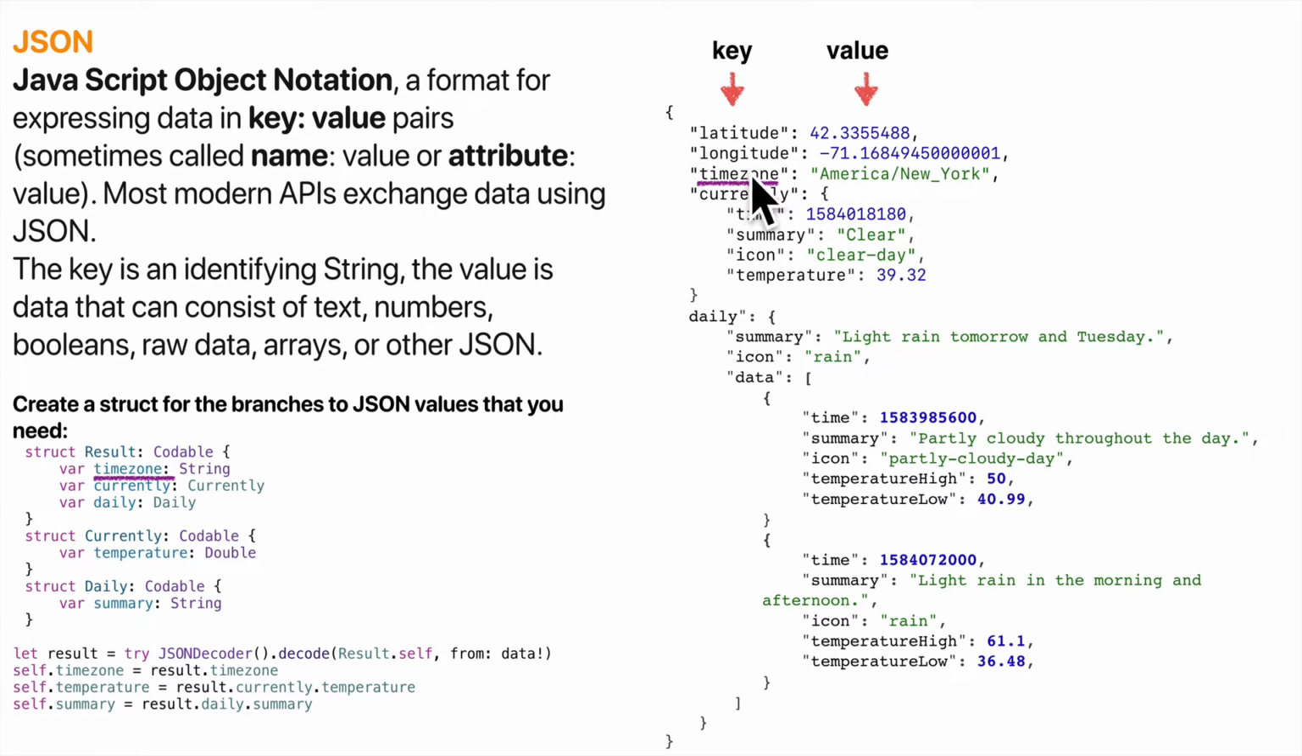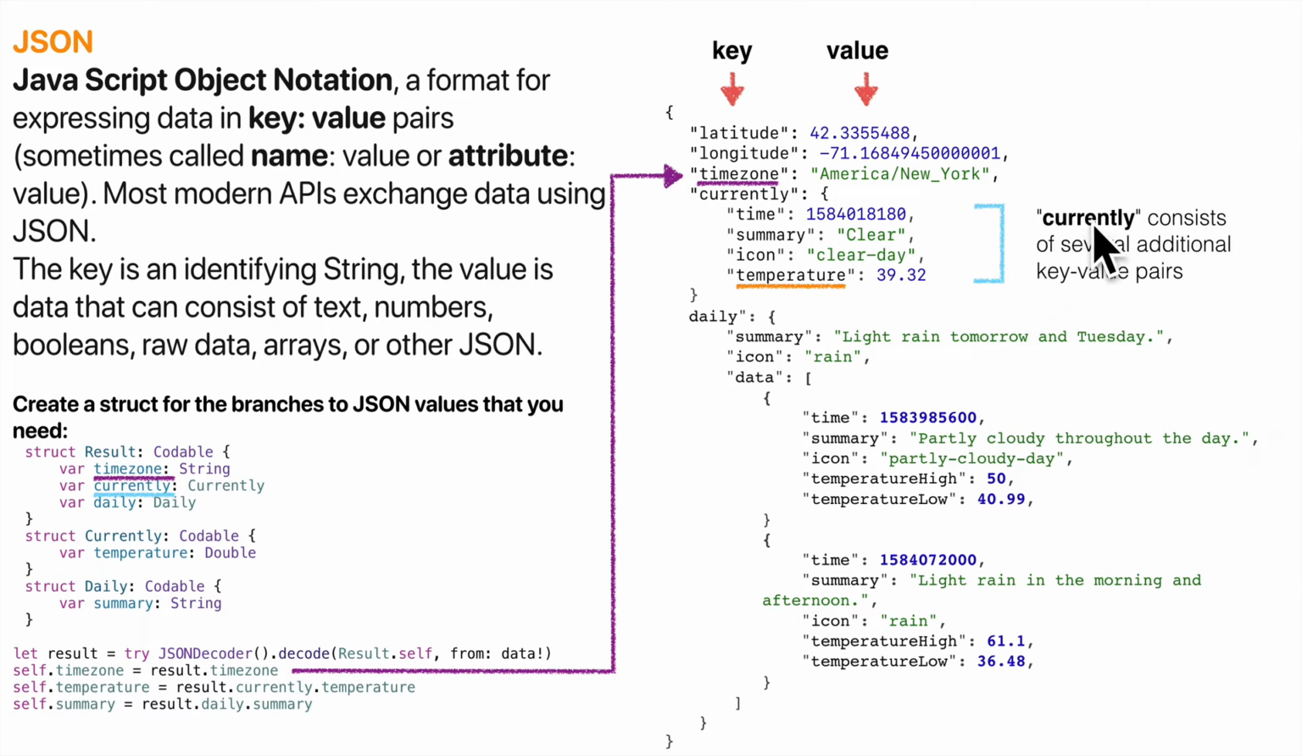Now timezone is at the first level of our JSON, so we can get at it just by saying result.timezone. Getting temperature here is going to be a little bit trickier. It's inside of currently. This is a key whose value includes several additional key value pairs, but it's not that tricky. Each nested set of key value pairs requires just another struct, once again with the same variable names as the keys. So to get to temperature inside of currently here, we're going to create a struct called Currently. This is going to be a new type, so capital Currently, upper camel case.